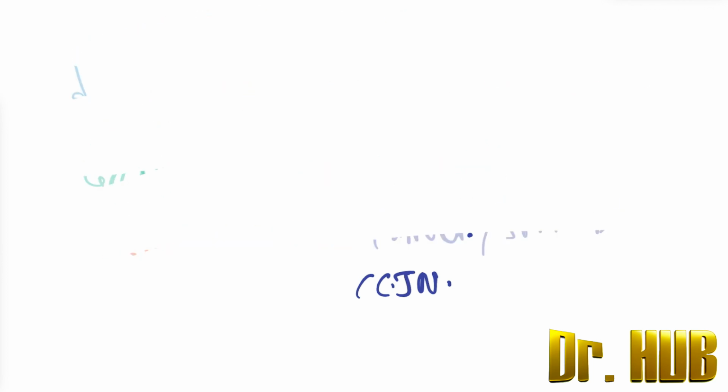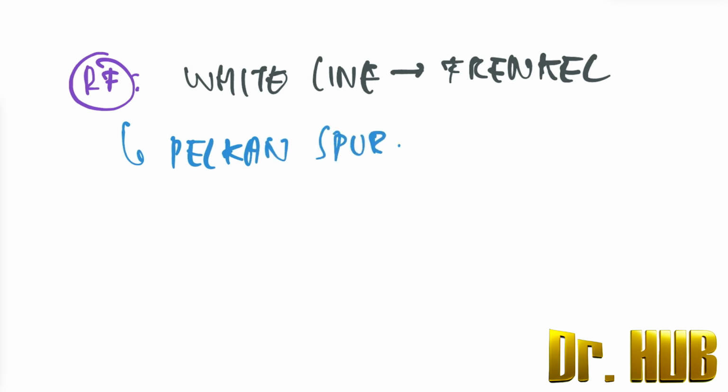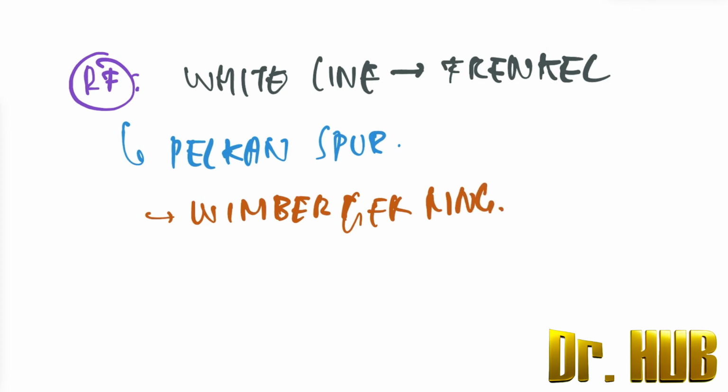Next is the question on the radiological features in terms of vitamin C. The radiological features are the white line of Frenkel, the Pelkin's spur, the Wimberger ring, as well as the presence of subperiosteal hemorrhage.